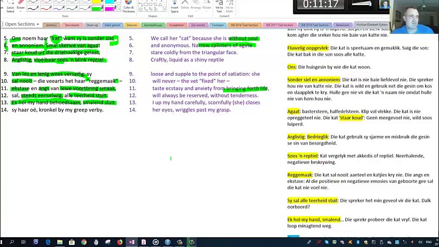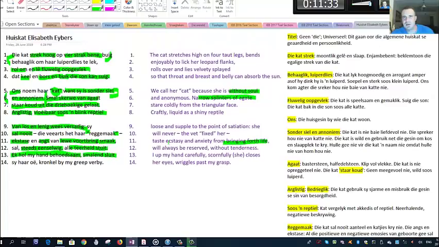Haar oë kronkel by my greep verby. Her eyes wriggle past my grasp. She escapes. She doesn't like to be petted and touched. So that's an interesting one. It's not a very endearing poem towards cats in general, but I think it's just a bit of fun, nothing too serious. So yeah, we have the notes.